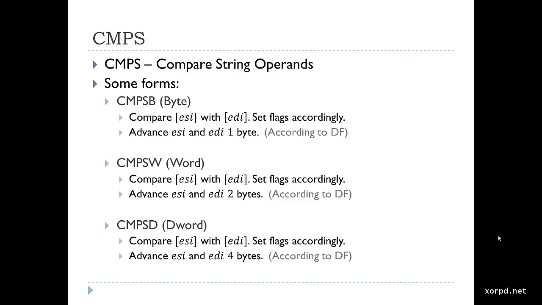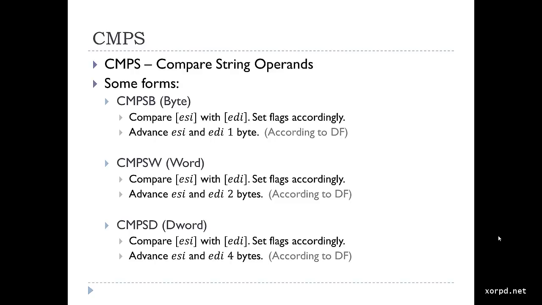It has some forms, as usual. The first one is called compare SB, where B stands for byte. In this form, we compare the byte pointed by ESI in memory with the byte pointed by EDI in memory. We then set the flags accordingly. Then we advance ESI and EDI 1 byte according to the direction flag. I remind you, if the direction flag is 0, ESI and EDI are increased by 1 byte. However, if the direction flag is 1, then ESI and EDI are decreased by 1 byte.